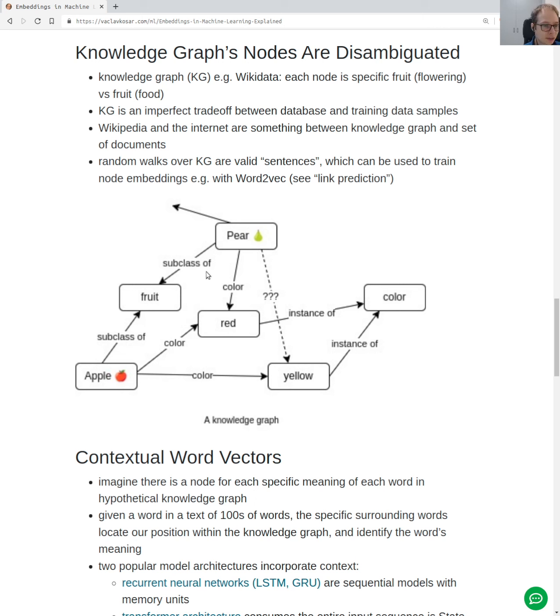So we can represent these different concepts with their relationships in a database, which is called a knowledge graph. Wikipedia is, for example, something like this, where you have articles which relate to each other, and you can have two articles with the same name, but in different contexts they mean different things.